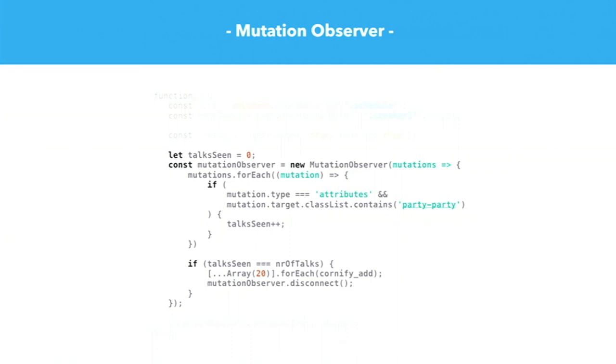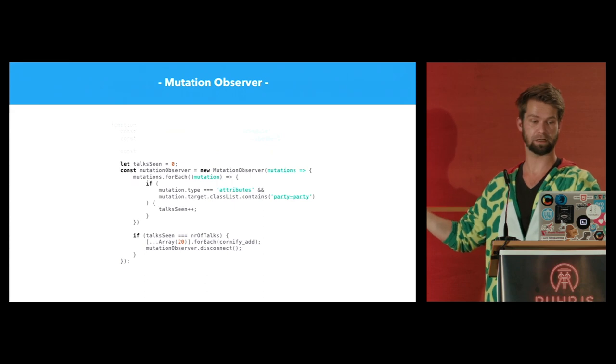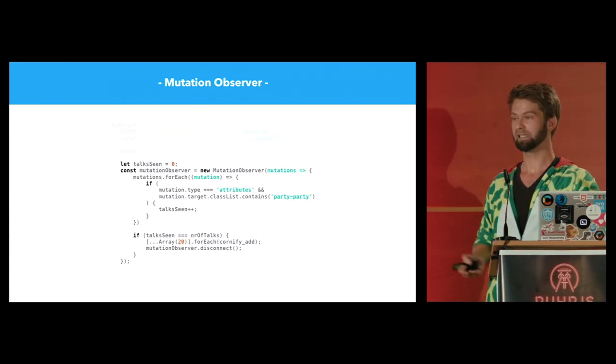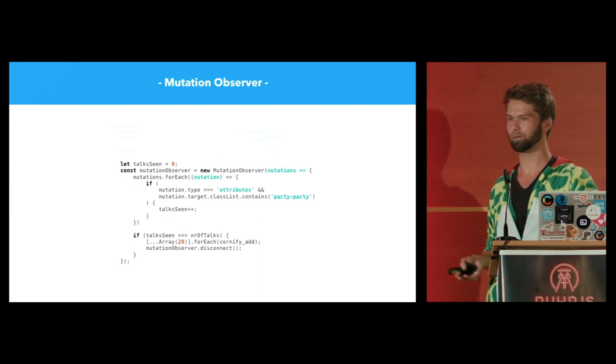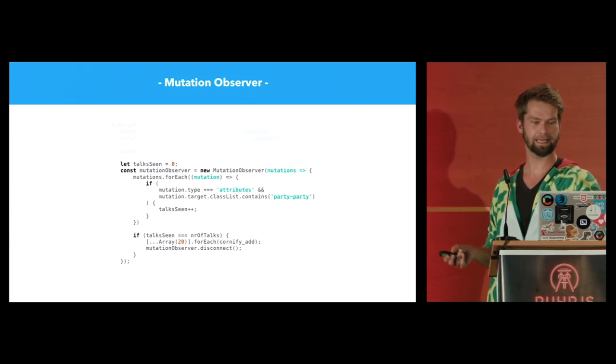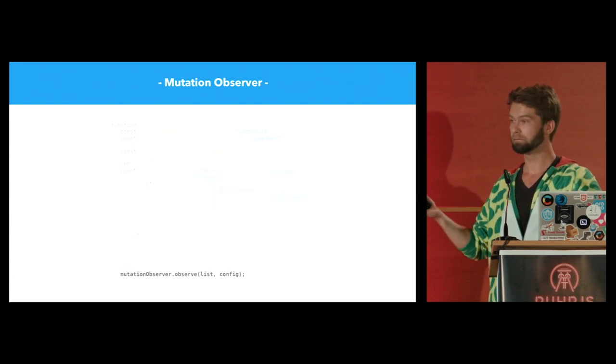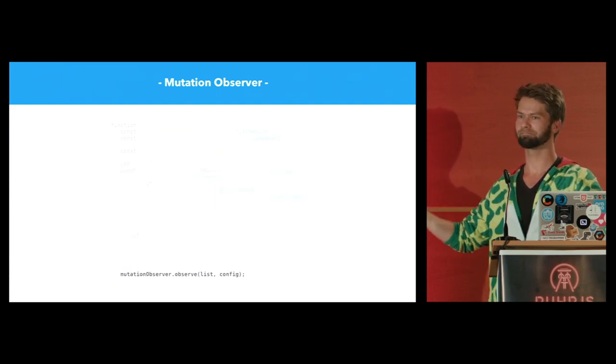Then I'm counting the talks that have been seen already. I'm creating a new mutation observer, and I'm just counting up if a new element has been mutated and now has the class party. And then if talk seen equals number of talks, I'm calling a third party method, which is cornify add, and then I'm disconnecting again.